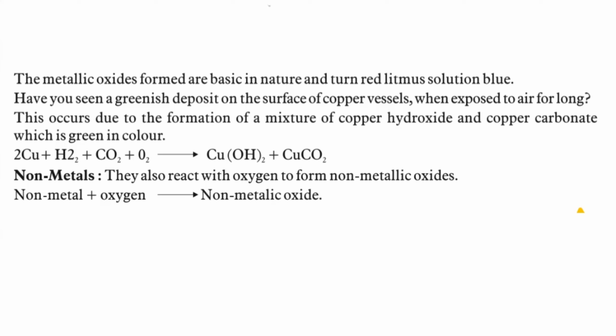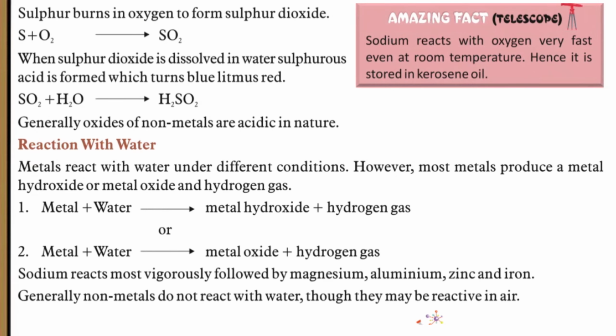So now let's see non-metals. They also react with oxygen to form non-metallic oxides. When a non-metal reacts with oxygen, it will produce a non-metal oxide. So sulfur burns in oxygen to form sulfur dioxide. Here you can see the chemical formula: S plus O2 gives us SO2.